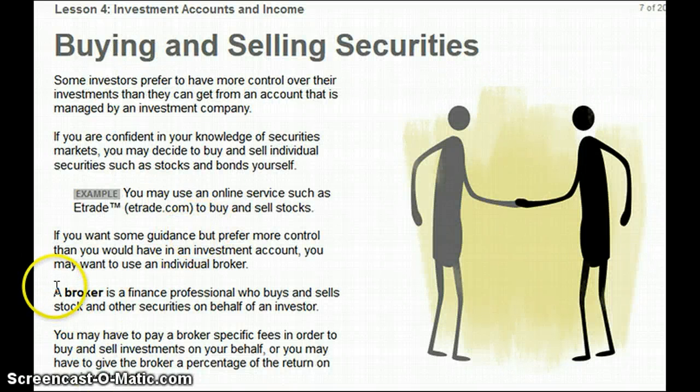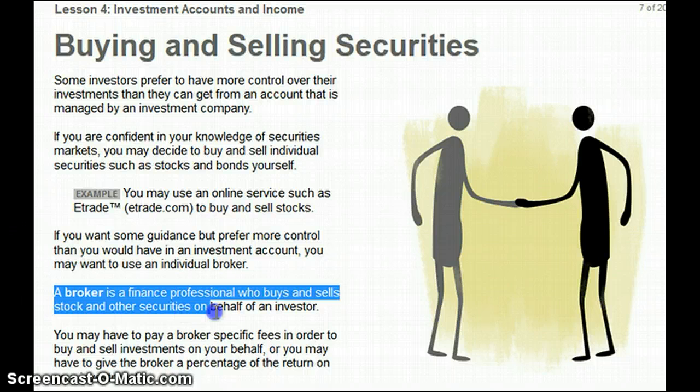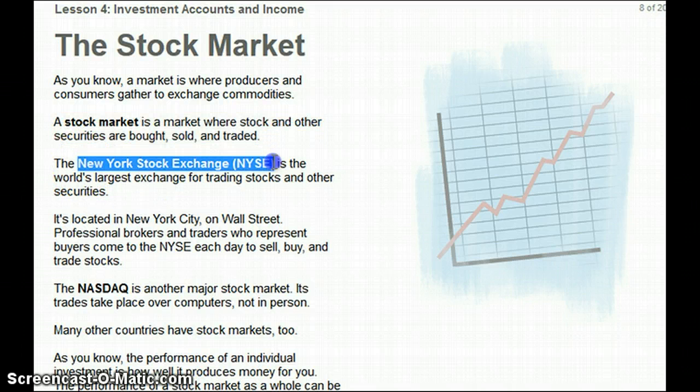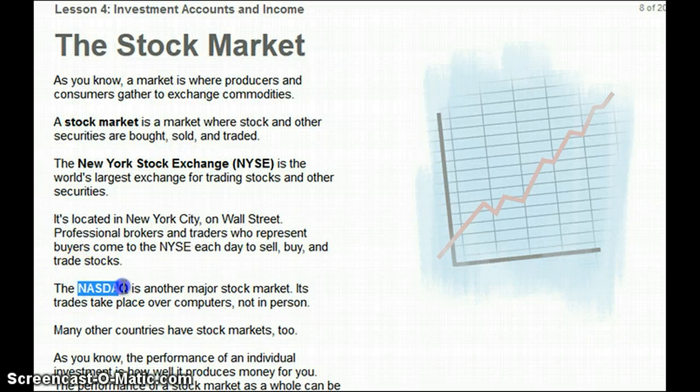If you want to buy a stock, you go to a broker, which is a financial professional who buys and sells stock and other securities on behalf of an investor. A stock market is a market where stock and other securities are bought, sold, and traded. We have the New York Stock Exchange, which is located in New York City, and the NASDAQ.